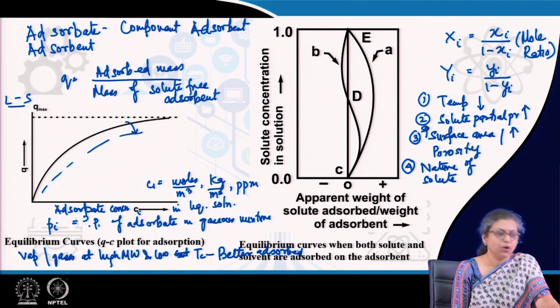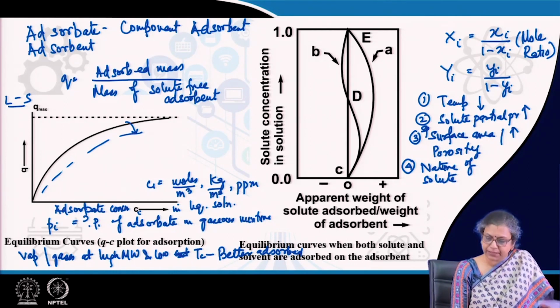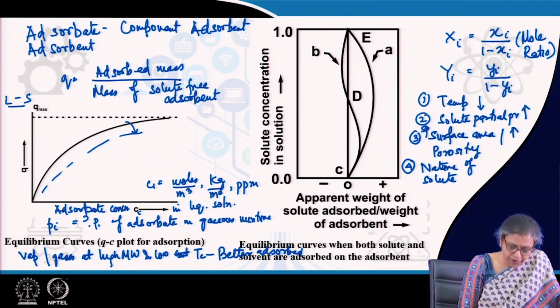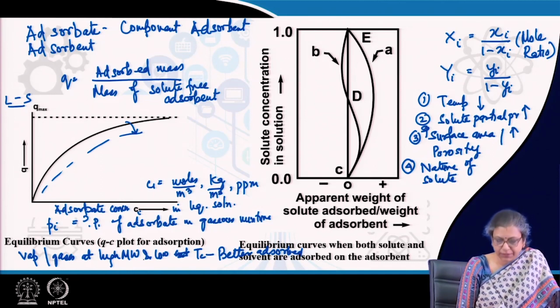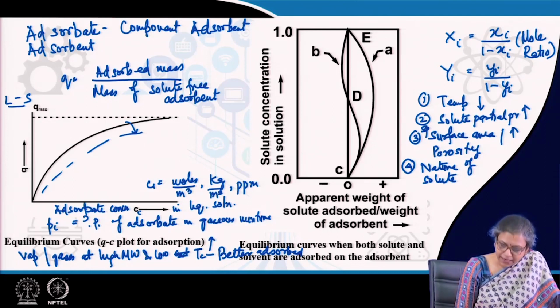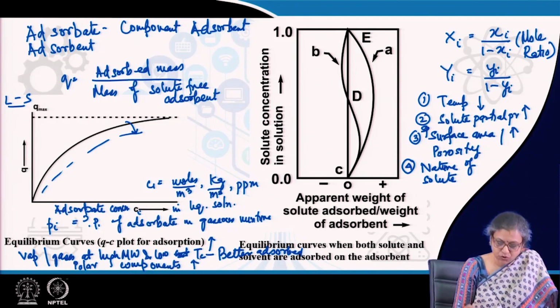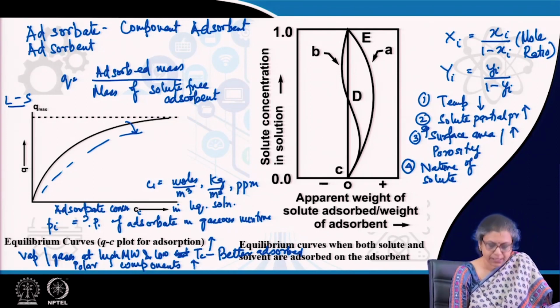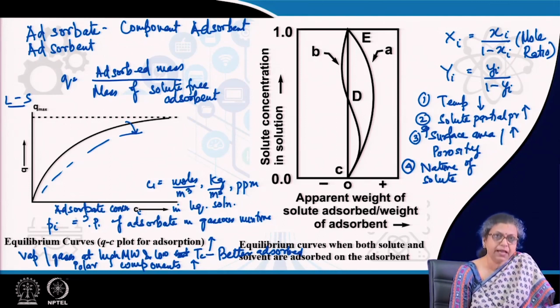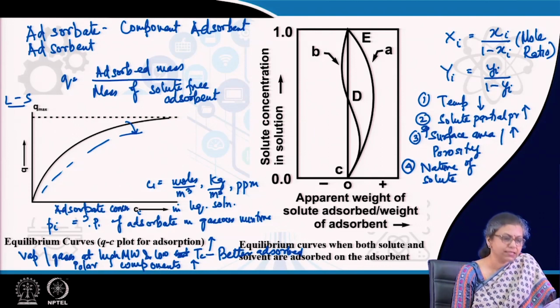The same way polar molecules are better adsorbed. So, vapor or gases with high molecular weight and low Tc are better adsorbed, permanent gases are less readily adsorbed, and polar components are also much better adsorbed. They also give a higher adsorbent loading, and this explains why water is much more readily adsorbed as compared to, say, hydrocarbons, etc.